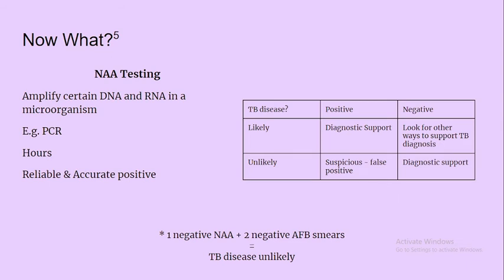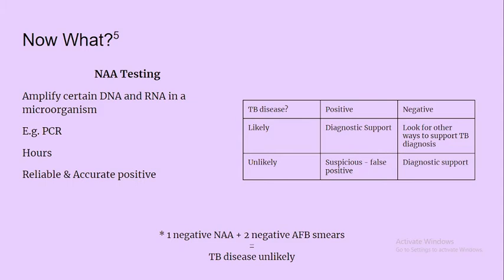So next is nucleic acid amplification testing. It amplifies certain DNA and RNA in the microorganism, and here it would be the TB. An example is PCR. This testing takes hours, and it's pretty reliable, and it's an accurate positive, unlike some of the other tests. So basically, if you come in and it's unlikely that you have TB disease, a positive is very suspicious, and it's likely a false positive.